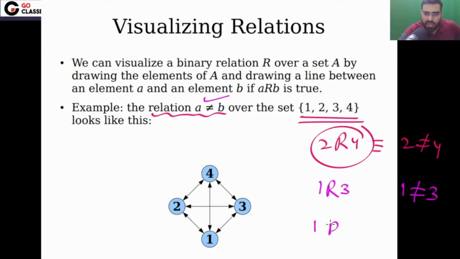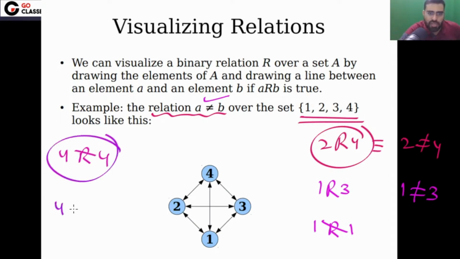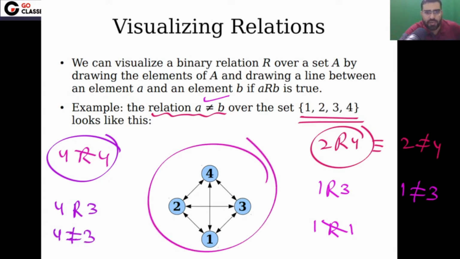Now you can notice 1 is not related to 1, because 1 is equal to 1. So this will be the graph. Every element will be related to another element, but it will not be related to itself. Like you can notice that 4 is not related to 4. But you can easily see that 4 is related to 3, because 4 is not equal to 3. So this is the relation not equal to, and this is the graph representation.